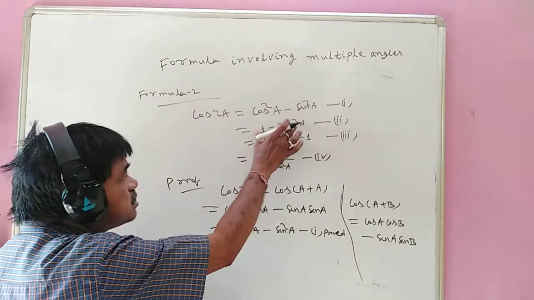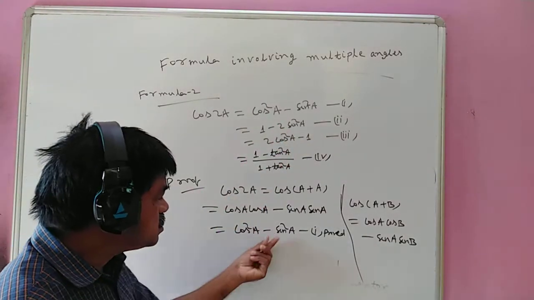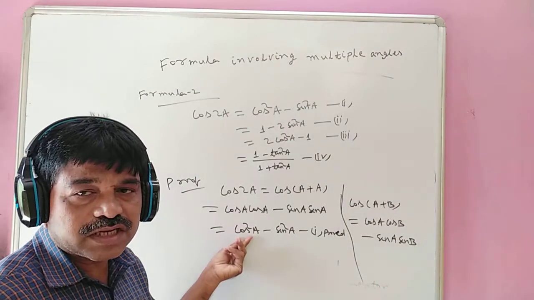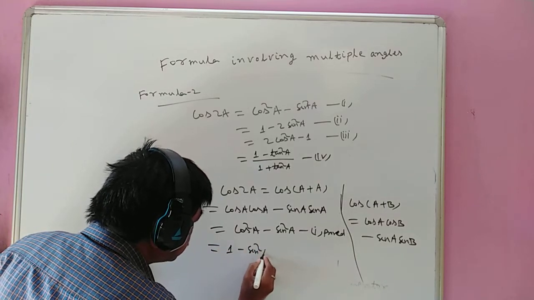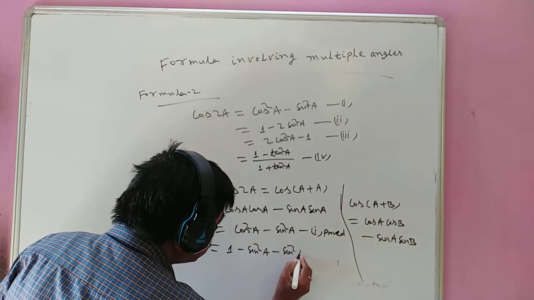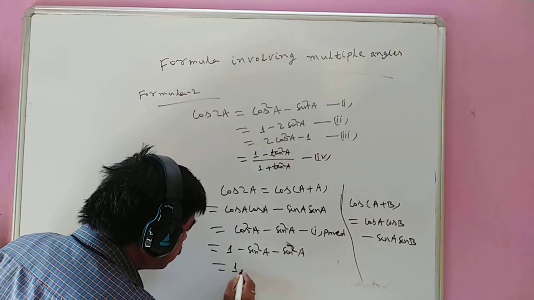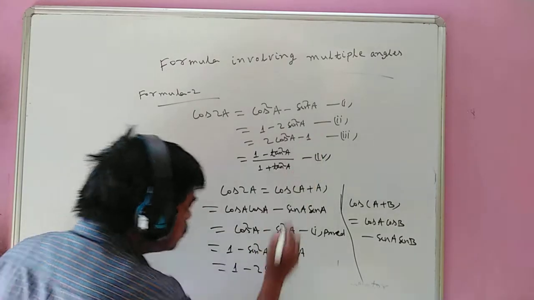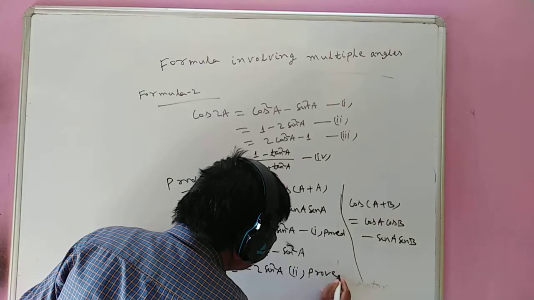So how does it come? If you want to express in terms of sin, what will you do? This is sin, so keep it like this. Then express this cos square in terms of sin square. You know cos square is 1 minus sin square, isn't it? So now it is 1 minus sin square, it is minus 2 sin square. So the second one is also proved. Any doubt from anybody?